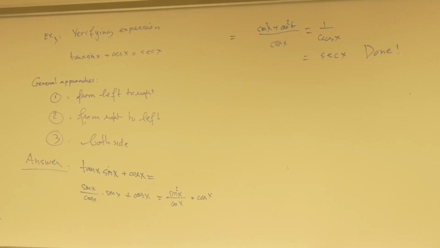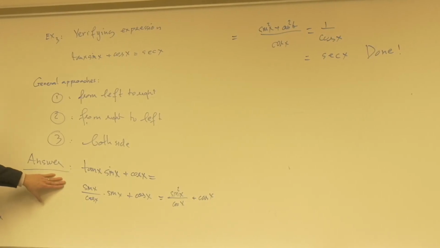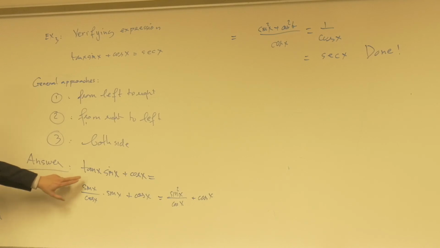So you have to think ahead, guys. You have to think ahead. And I look at this and do you think that we may have another approach? Instead of changing to sine over cosine, can we do anything else? Or maybe that's the unique way of converting to secant. Can we have another way? What do you think?